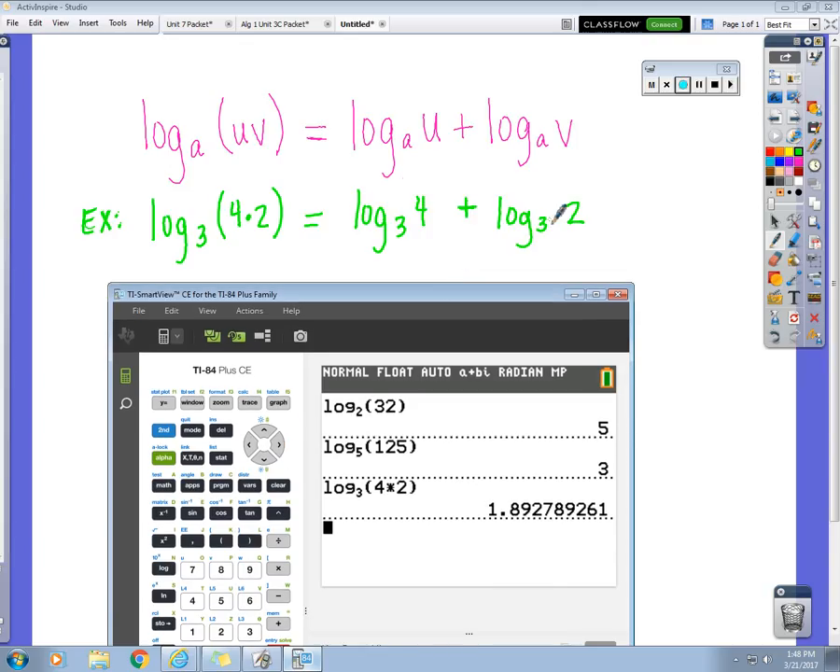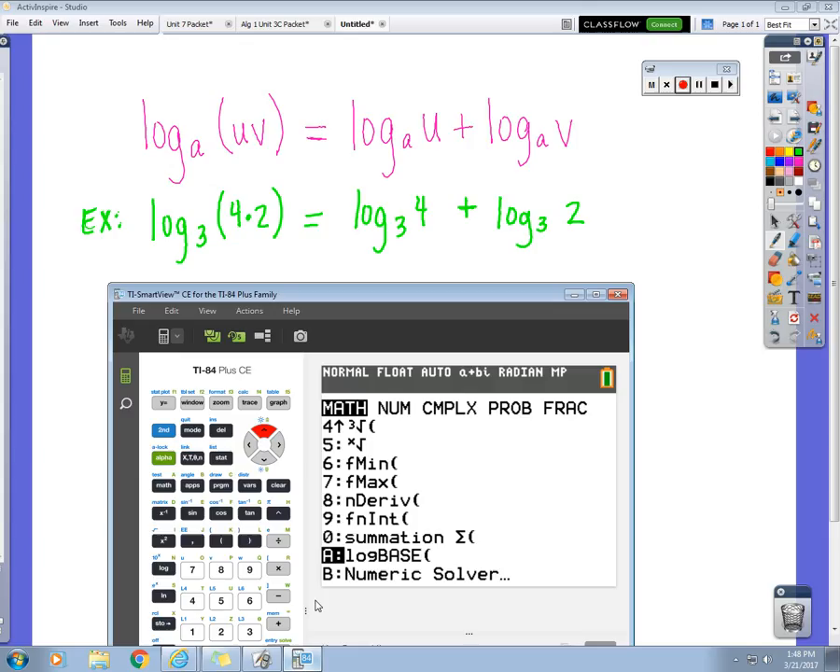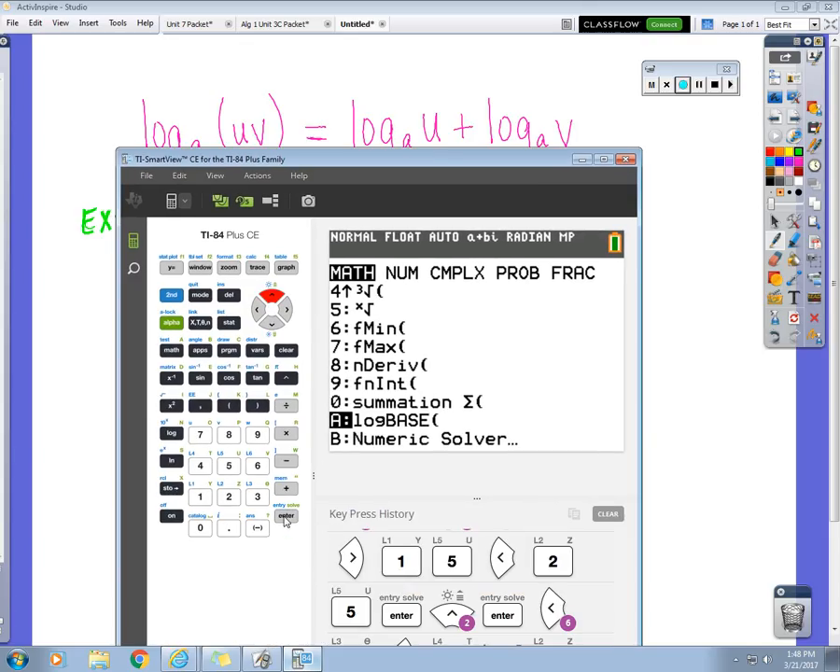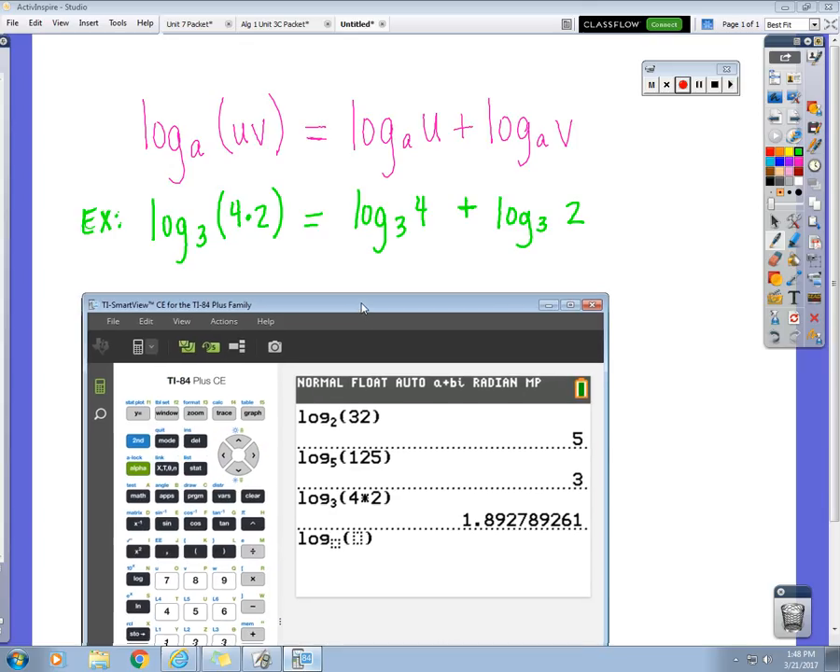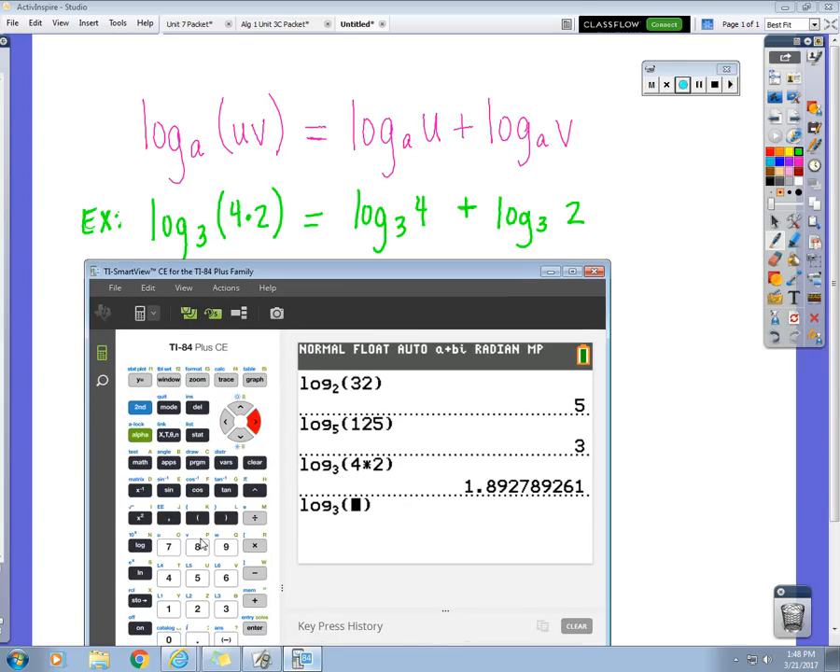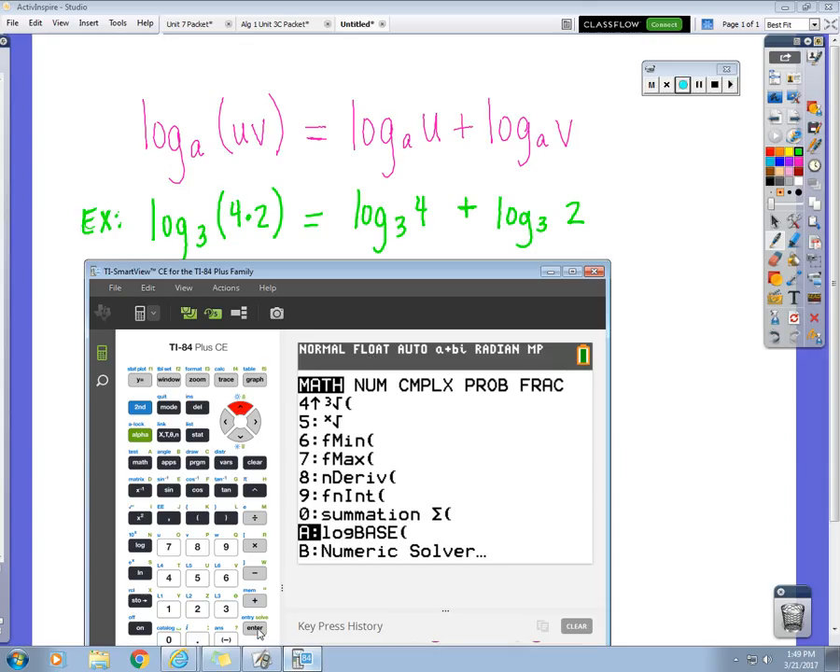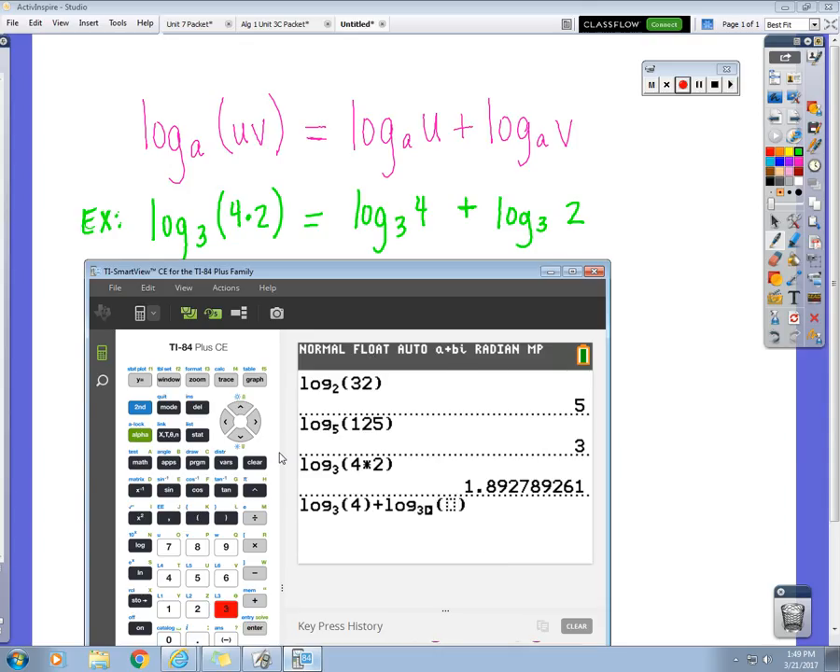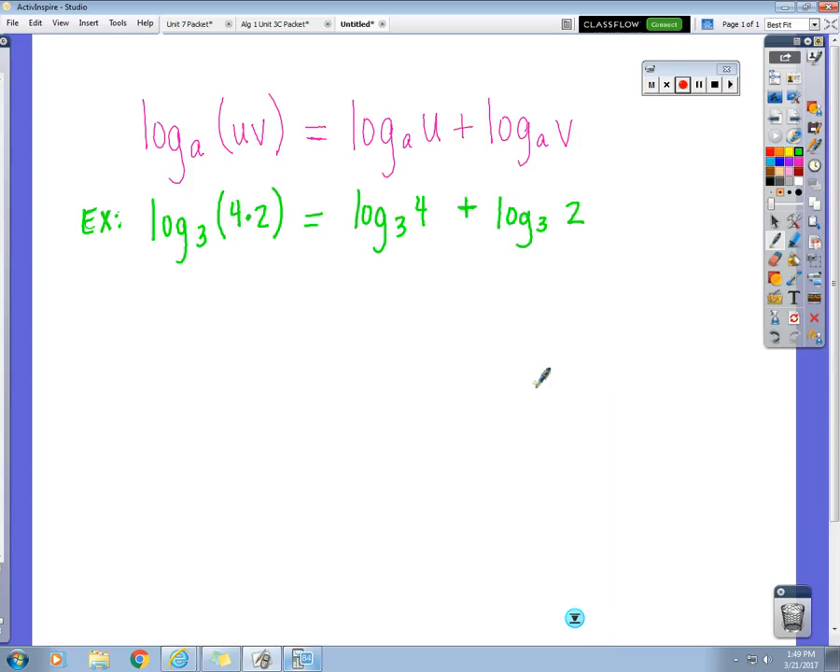Now I'm going to type in what I see in expanded form. So log base, hold on, math, and then it's all the way at the bottom. Log base 3 of 4, pay attention, plus, I have to hit log base again, 3 of 2. And when I hit enter, I get 1.89, just like I did when I typed it in condensed form. So that's how you can check it to make sure you've expanded it correctly. Okay, so that's known as the product property of logarithms.